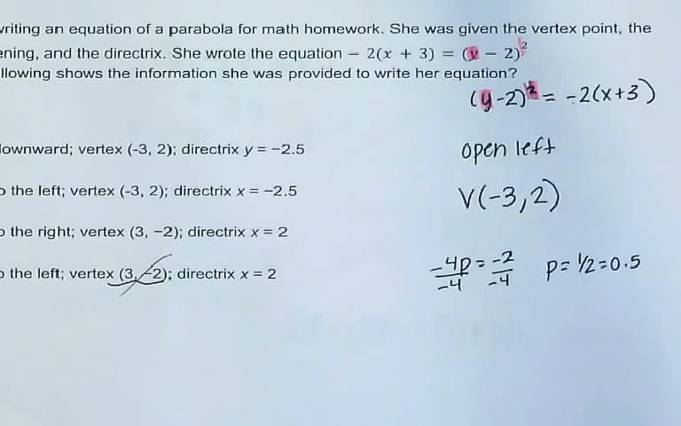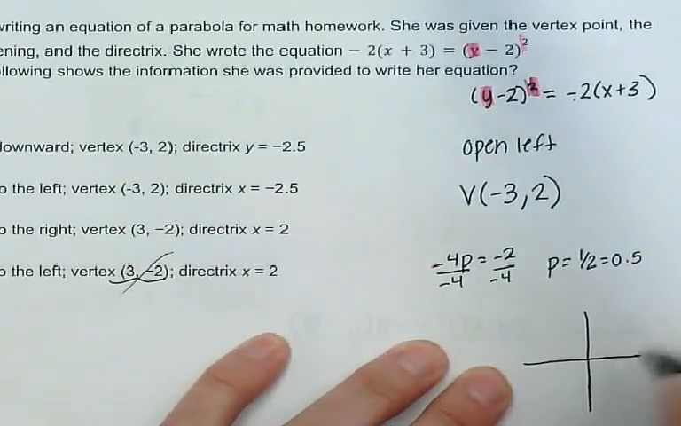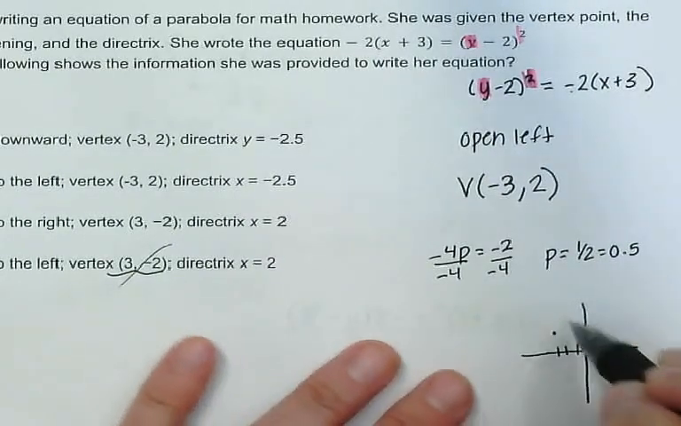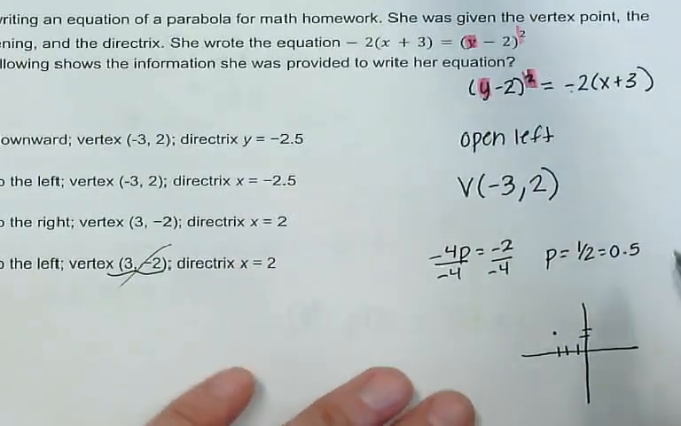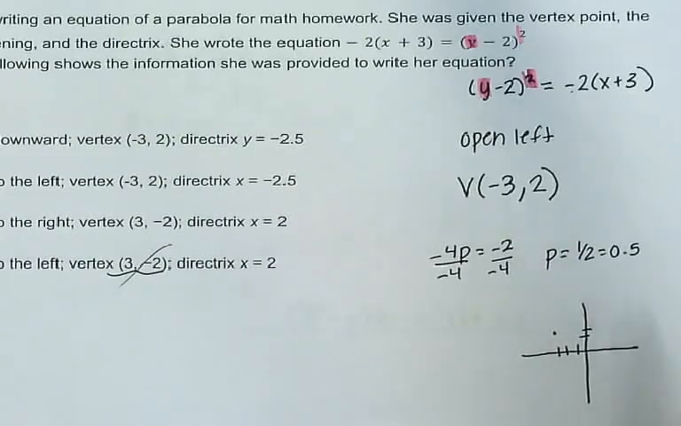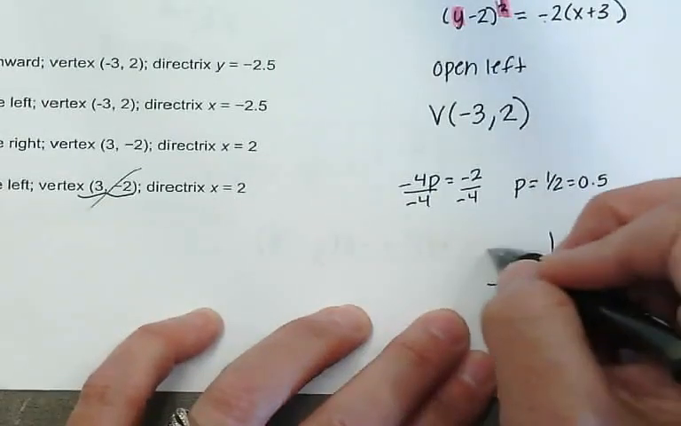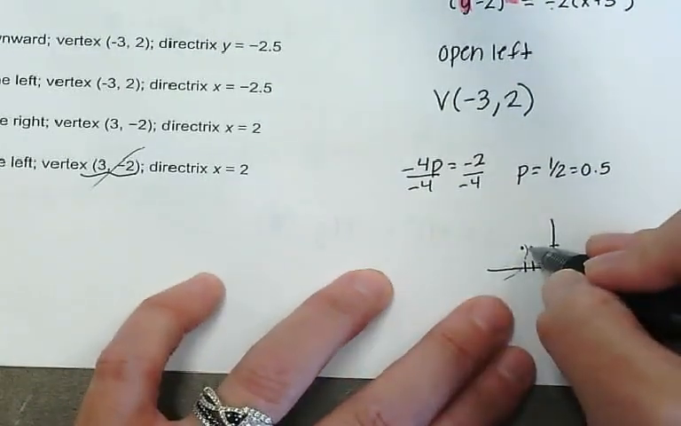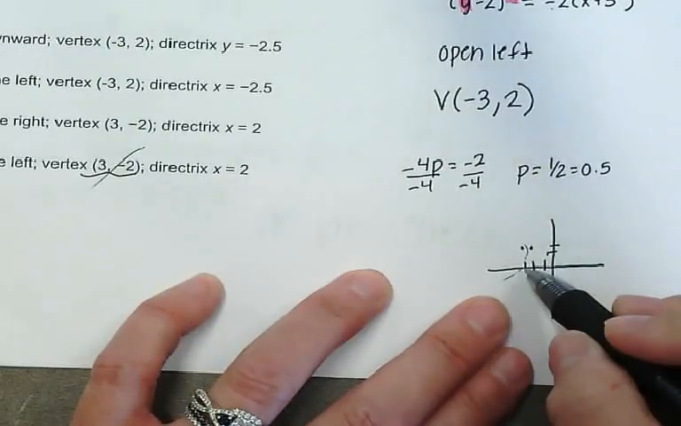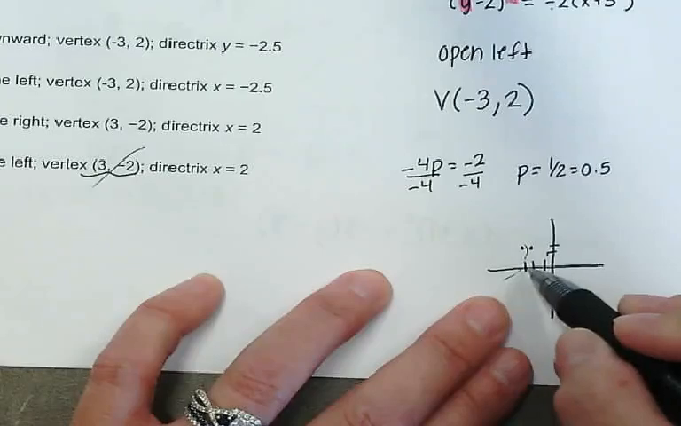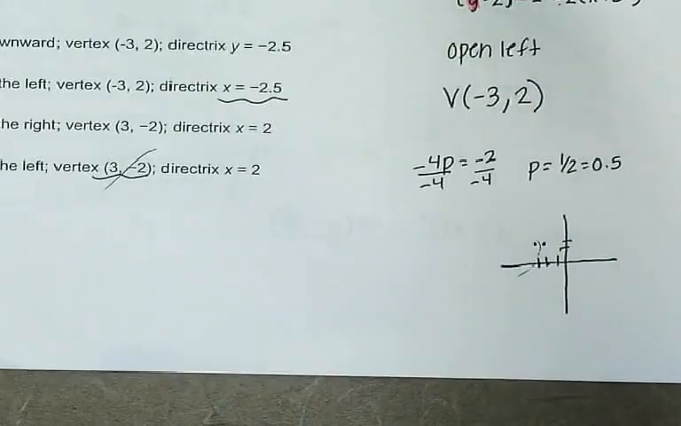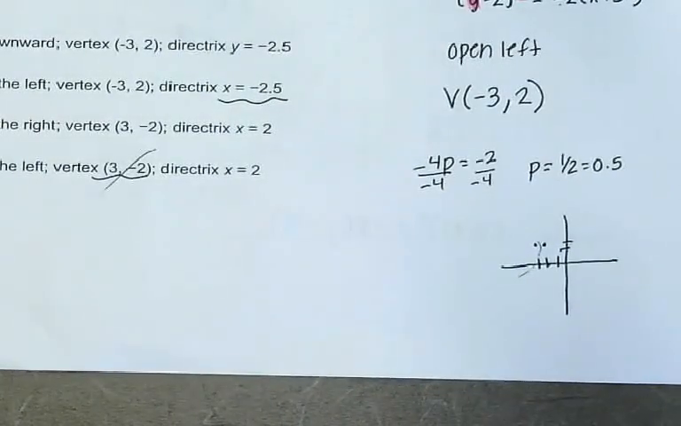So if we think about this graphically, my vertex is at (-3, 2). I know it opens to the left. So if p is 0.5, and it opens this way, the directrix is this way. Well, p is 0.5, so it's going to have to be 0.5 here. So that x value, which is at negative 3, subtract 1/2, would give you negative 2.5 on your directrix.